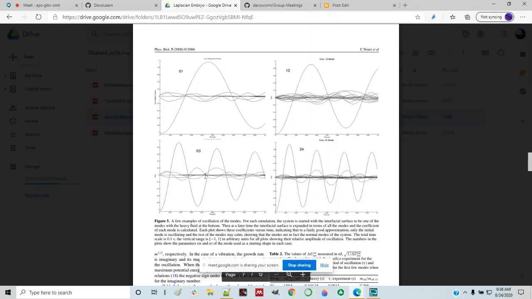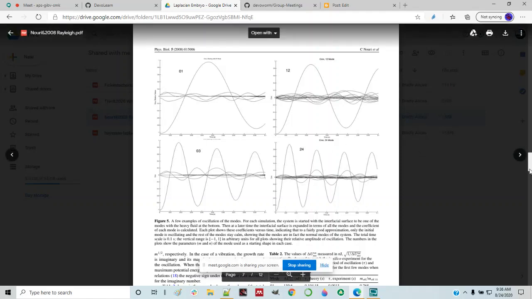So each plot shows these coefficients versus time. So this is time, and this is the coefficient value, indicating that to a fairly good approximation, only the initial mode is oscillating, and the rest of the modes stay calm, showing that the modes are in fact normal modes of the system. So this is for the different modes.